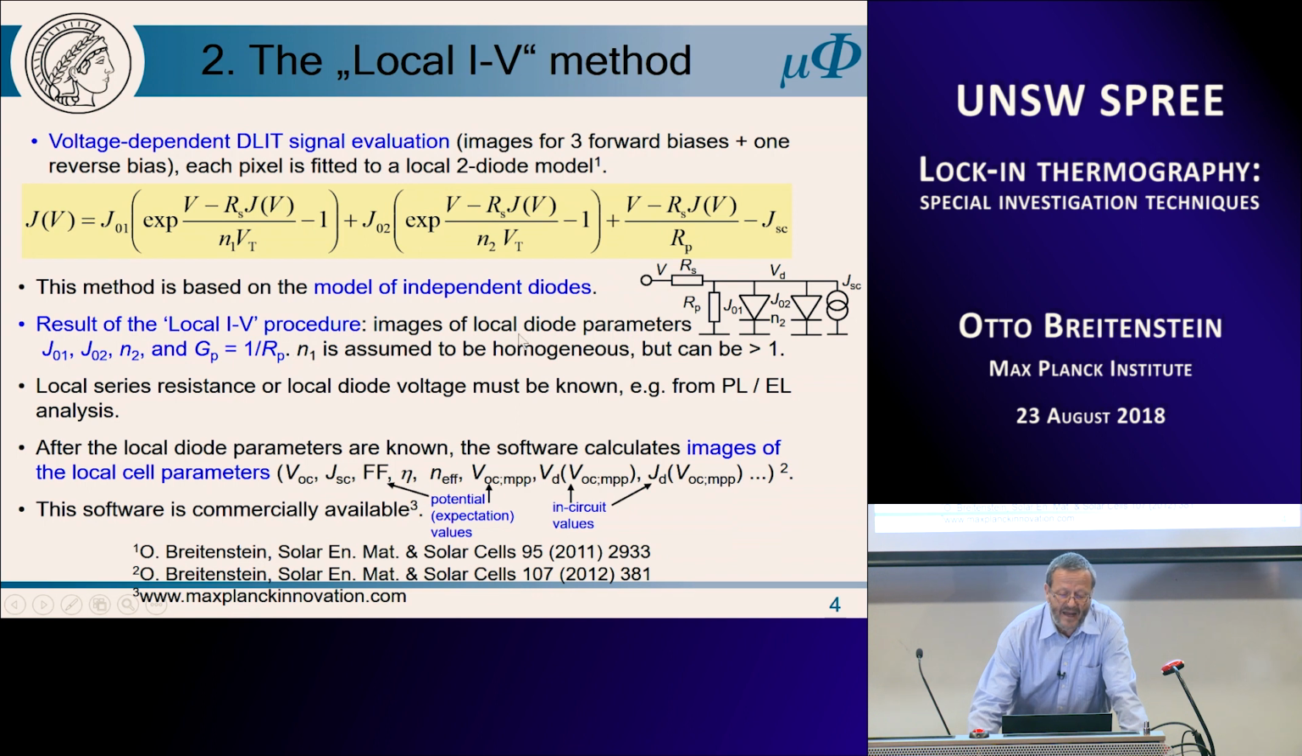The ideality factor of the first diode is assumed to be homogeneous, but can be chosen to be larger than unity for considering injection-dependent lifetimes. So the local series resistance or the local diode voltage must be known. This can be done from PL or EL analysis, as I will show below. And after these local diode parameters are known, the software calculates images of the local cell parameters. I have noted some of them here. I must say this software is commercially available.